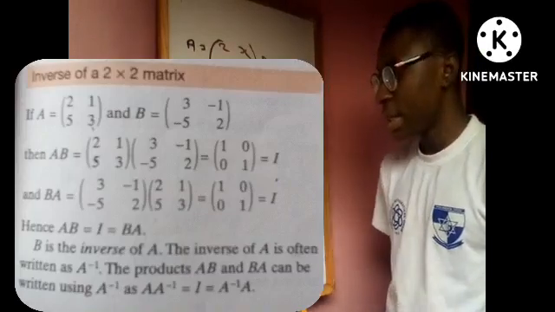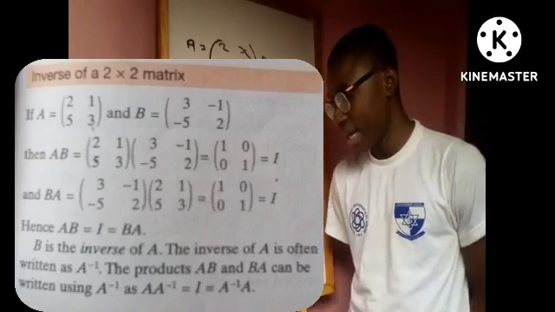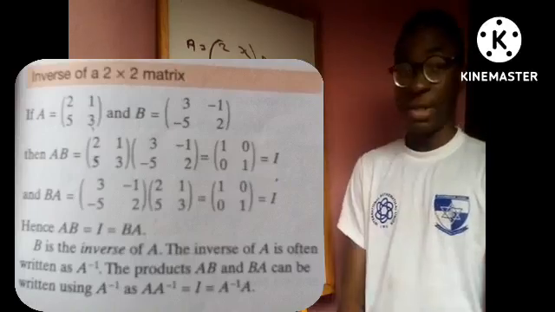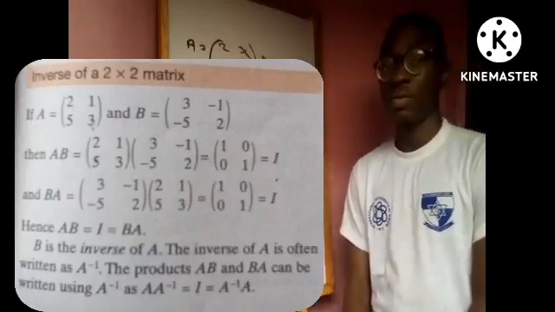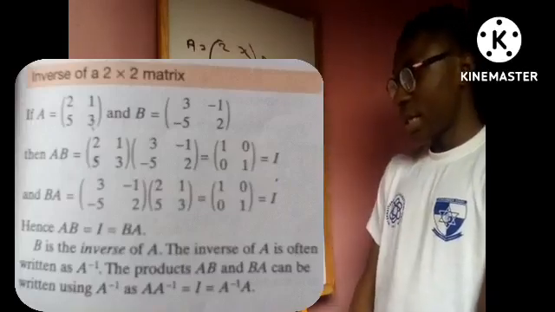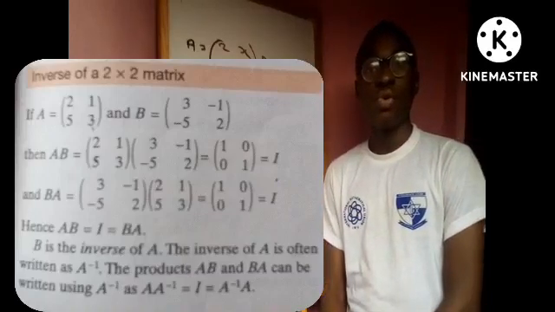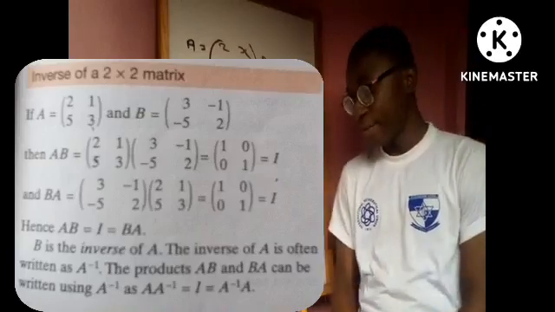And then at the end of the day, you will still divide by the determinant. So you calculate the determinant of that matrix A. If you calculate it, that would be 6 minus 5, that's 1. So when you divide by that determinant, you will get the inverse. Anytime you do that conversion and you divide by the determinant, you get the inverse of the matrix.